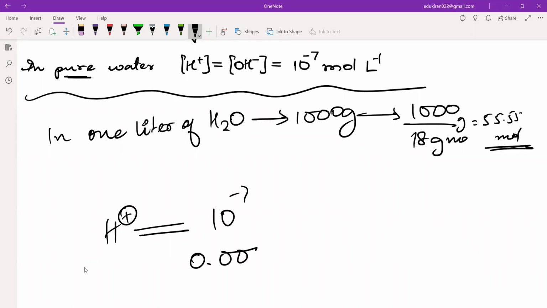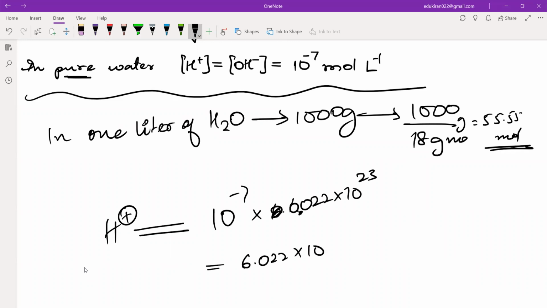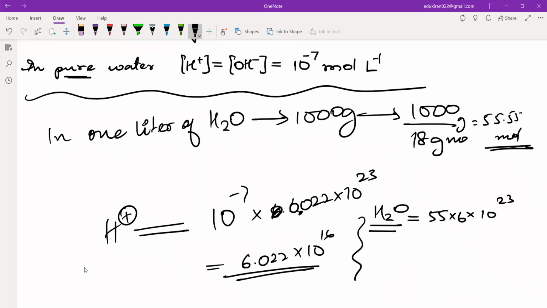That means 10 to the power minus 7 moles. Let me write 10 to the power minus 7 moles, multiplied by 6.022 times 10 to the power 23. This will be equal to 6.022 times 10 to the power how much? 16, right? This is the number of molecules of H plus. And if I compare this with undissociated water, the amount of undissociated water is how many moles? It is 55 into 6 times 10 to the power 23.